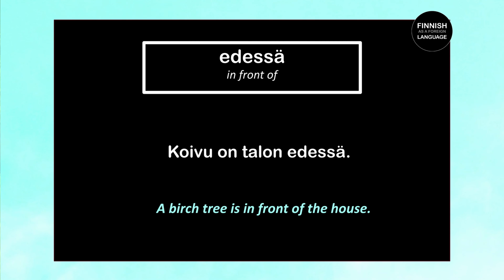Our first postposition is edessä, means in front of. Here's one example. Koivu on talon edessä means a birch tree is in front of the house. So koivu is birch tree in English. Talon is the genitive case of the word talo, which means house, and it's standing here in the genitive case because it's followed by the postposition edessä, which means in front of. So let's repeat. Koivu on talon edessä. A birch tree is in front of the house.